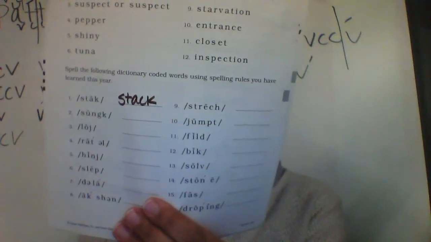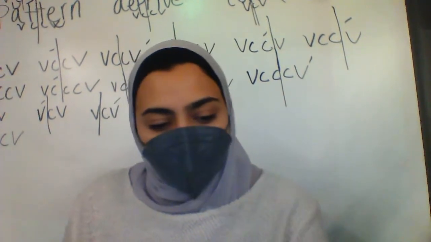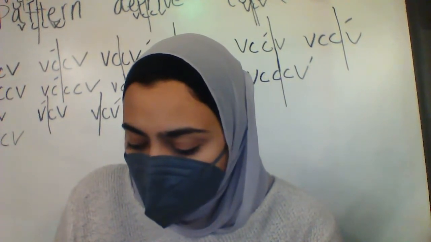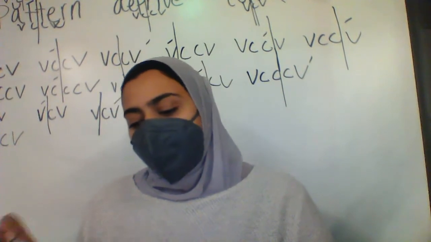Let's look at number 2. When we sound it out, it says sunk. How do you spell sunk? Excellent. S-U-N-K. This is easy. Okay, I'm just going to do 3 now. Lodge. How do you spell lodge? L-O-D-G-E. Good job. Lodge. All right, very easy, very cool. I like it.